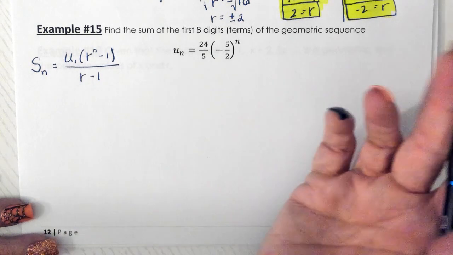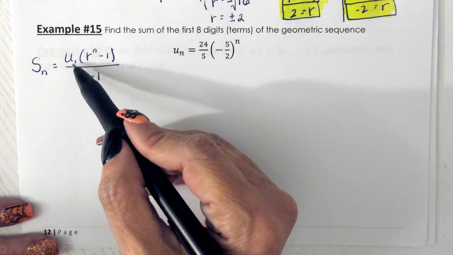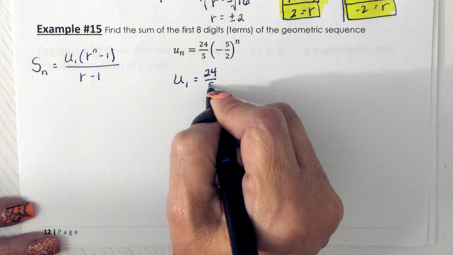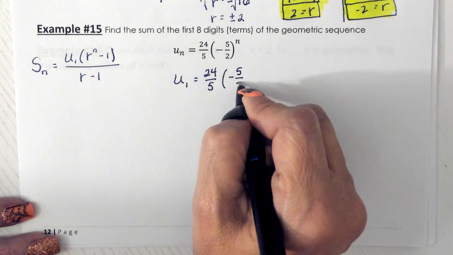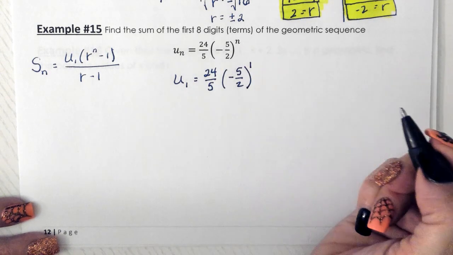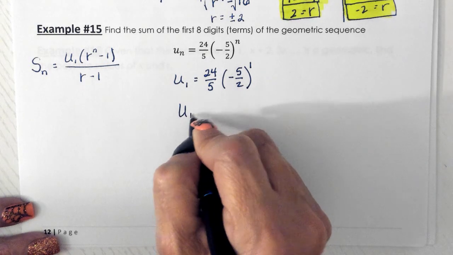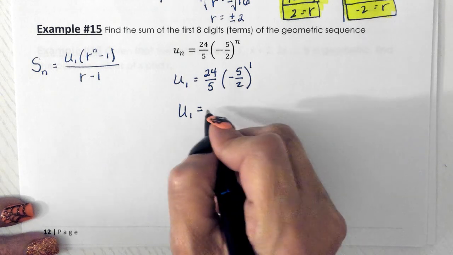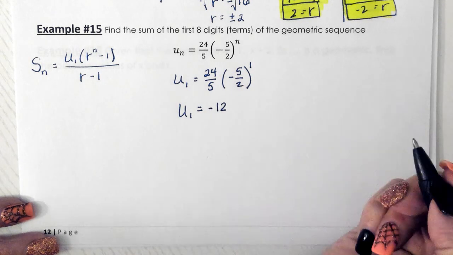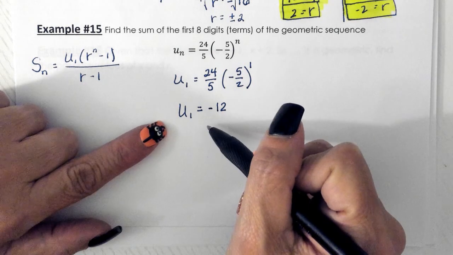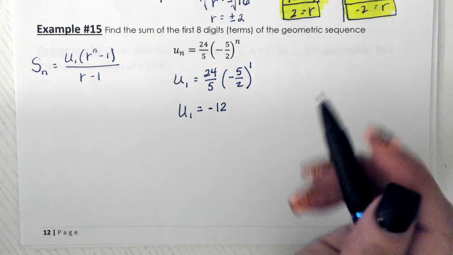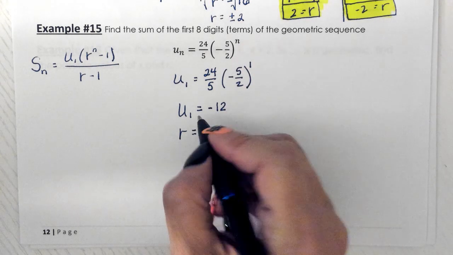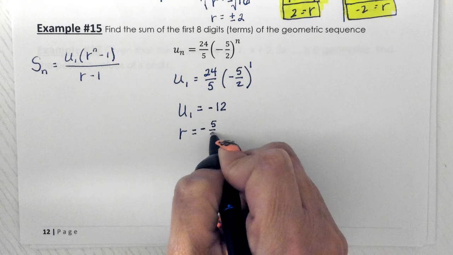On this one, though, I need to know my U sub 1. So let's come here. U sub 1 would be 24 over 5 times negative 5 over 2 to the first power. Okay, so U sub 1 equals 24 over 5. I'm going to work that out, and I got negative 12. Okay, so here's U1. Do I know what R is? R is this number right in here. So negative 5 over 2.